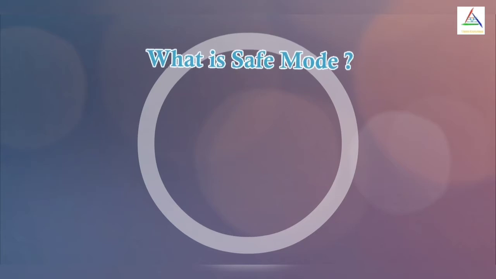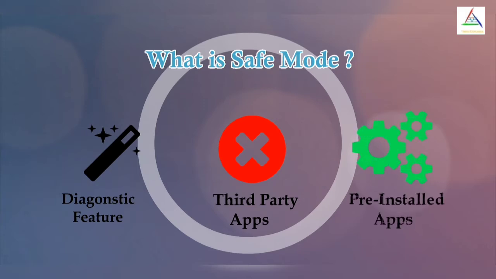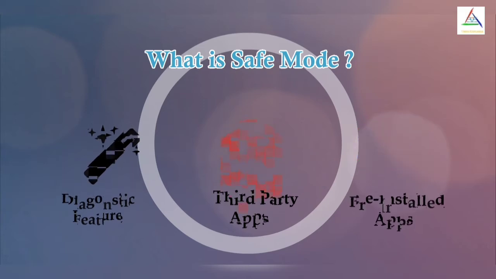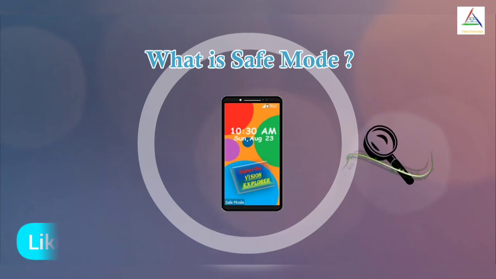First, let's understand what safe mode is. Safe mode is a type of diagnostic feature that disables third-party apps from working, although pre-installed apps still work in safe mode. So after getting the device in safe mode, you can figure out the causes of problems in your smartphone, as safe mode limits you from using all features of your smartphone.